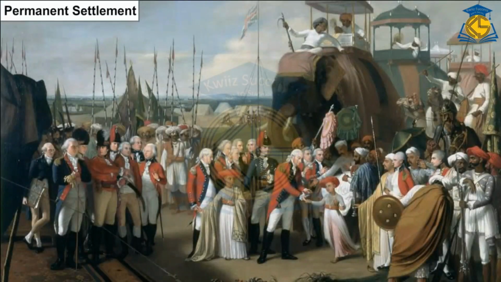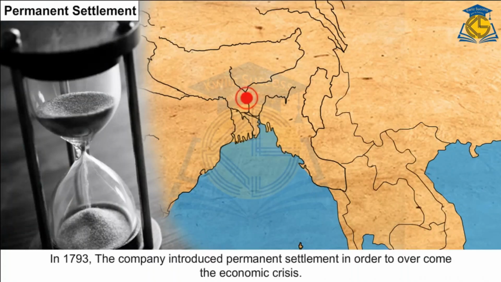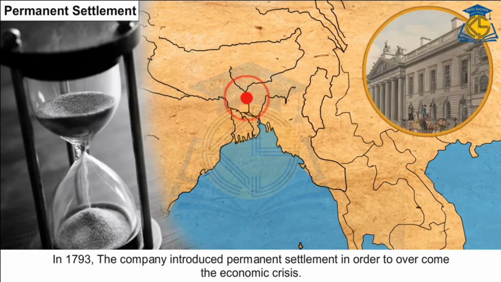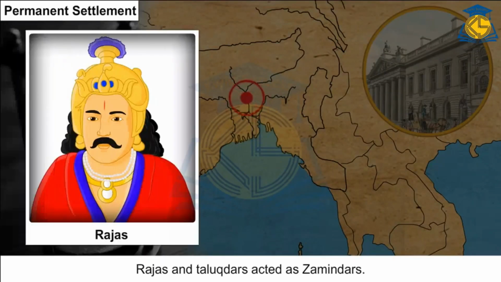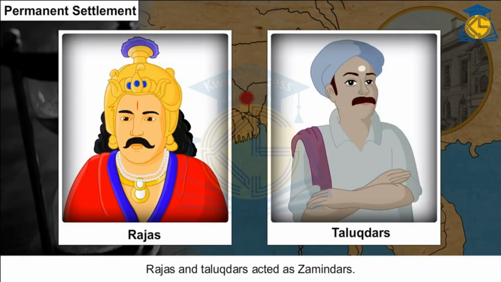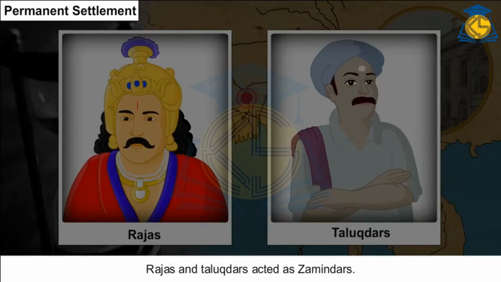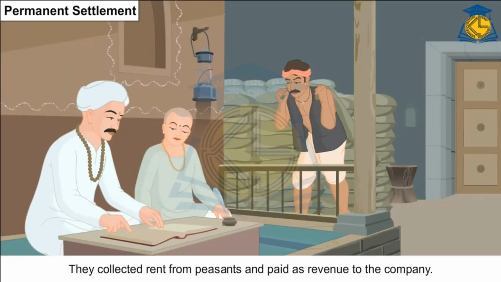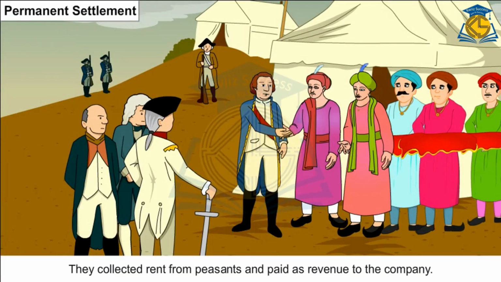Permanent settlement. In 1793, the company introduced permanent settlement in order to overcome the economic crisis. Rajas and talukdars acted as zamindars. They collected rent from peasants and paid it as revenue to the company.